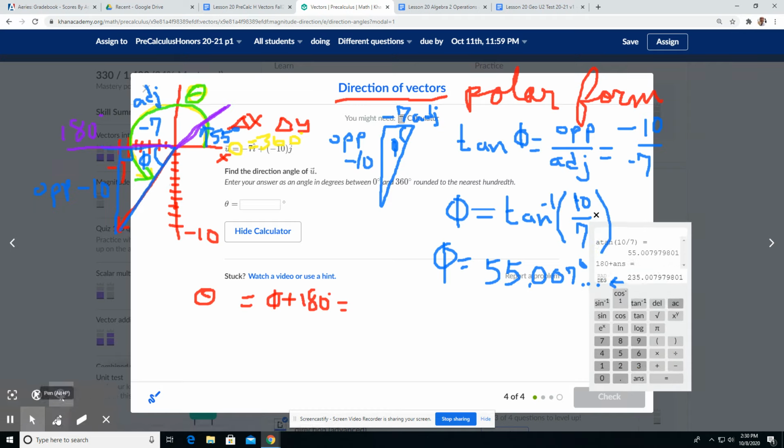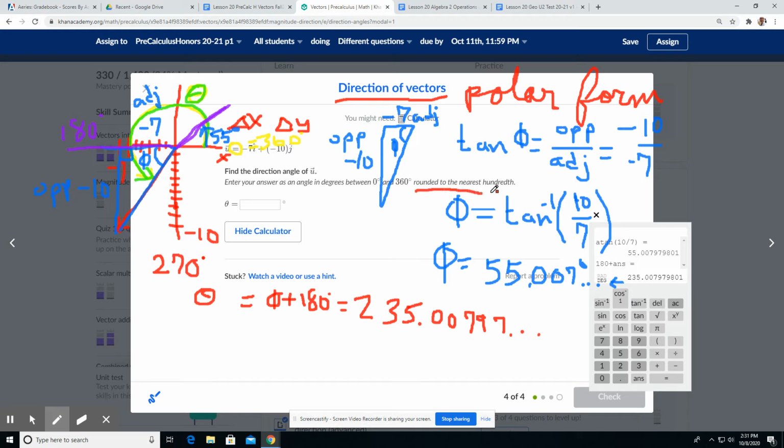All right, so I got 235.00797... So does that make sense? It kind of does. Remember, this is 270 degrees right here. So it has to be less than 270 because we're in quadrant 3 here. So it seems okay. Let's just be careful.